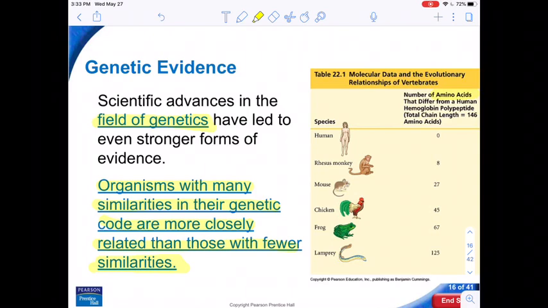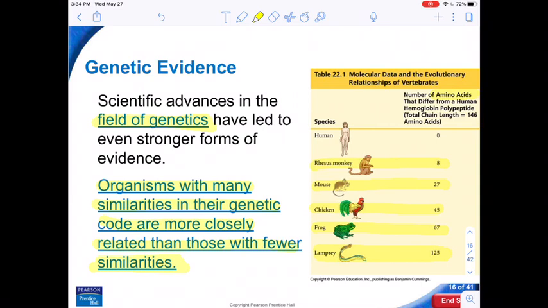If you see down here, the lamprey has 125 differences between humans and the lamprey, which means that the lamprey and the human split off from their evolution much longer ago than the human and the rhesus monkey, which has only 8 differences. With that analogy too, we would say that the mouse, which has 27 differences, is more closely related to the human than the chicken, which has 45 differences. And the frog is more closely related to the human than the lamprey.